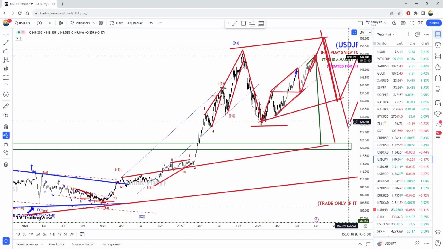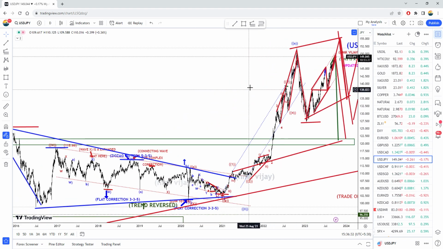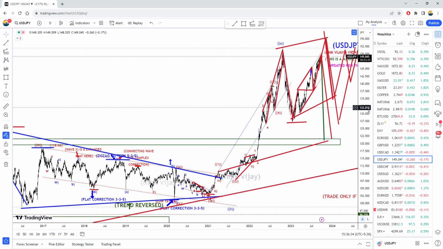That could be an expanded flag. So if it has not yet broken this high, there is a lot of chance of it breaking this low. So this is the pattern I'm expecting in USD JPY.